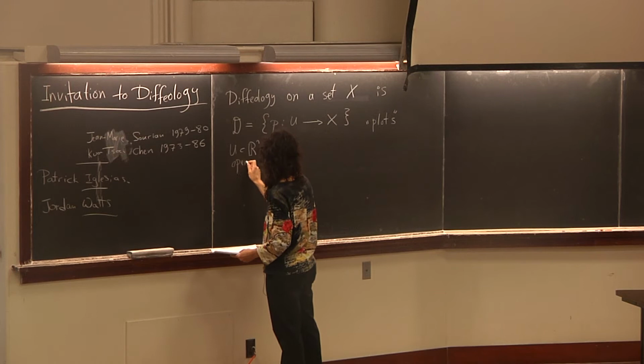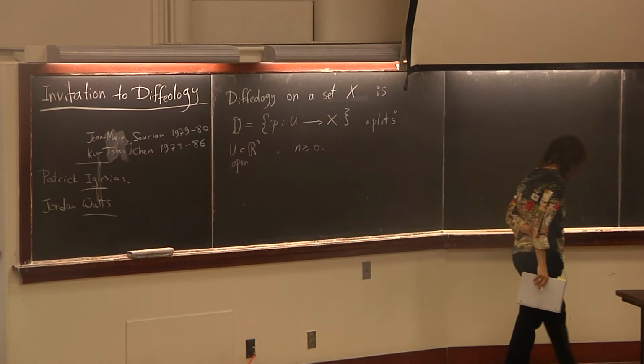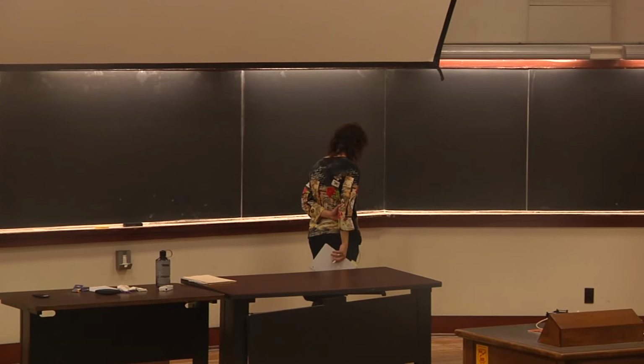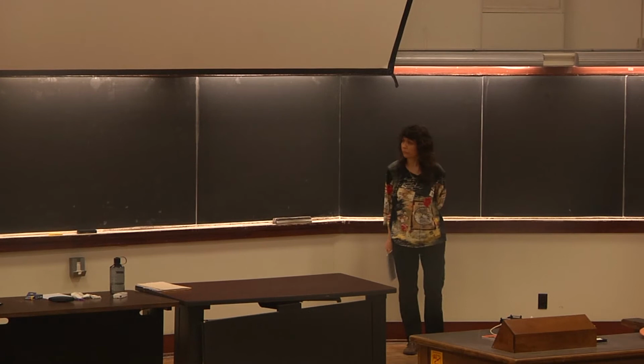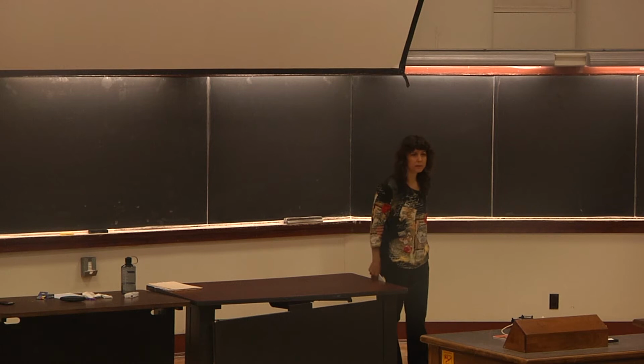So diffeology on a set is a collection of maps from open subsets in Rn for all values of n to the set. And these maps are called plots. And these are the maps which are declared to be smooth. And this collection has to satisfy three axioms, which I'm going to write down in a minute.